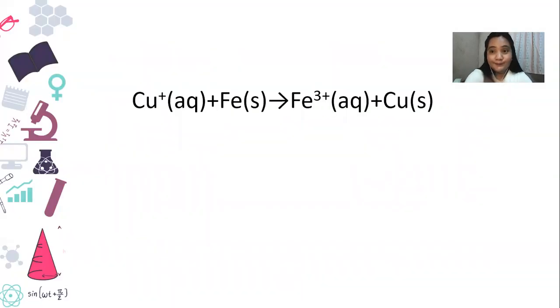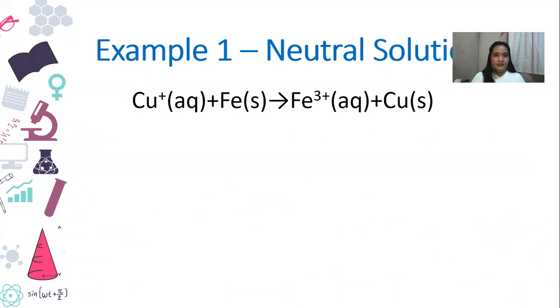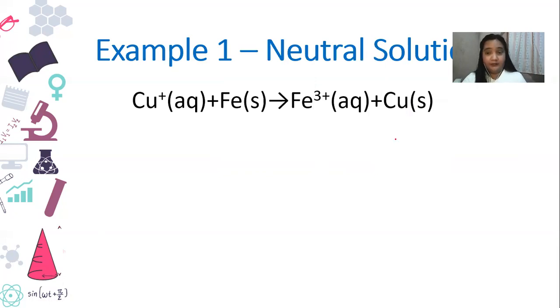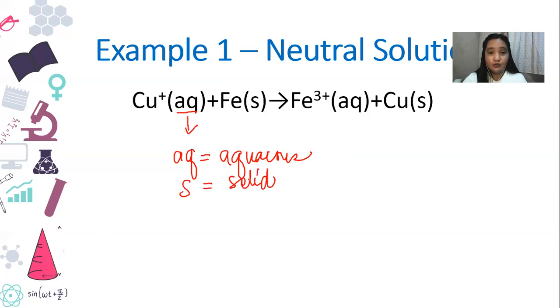Okay, this is our equation. Our equation is copper plus iron is equal to, that's still iron, but in ferric form, plus copper. You might be wondering what the AQ is. AQ stands for aqueous. Aqueous. Is that correct? Okay. And then S means it's a solid.